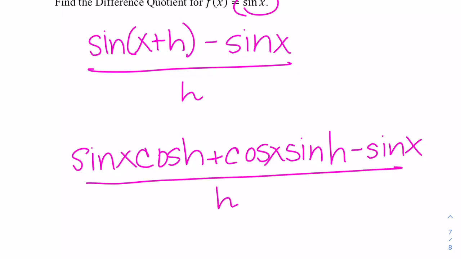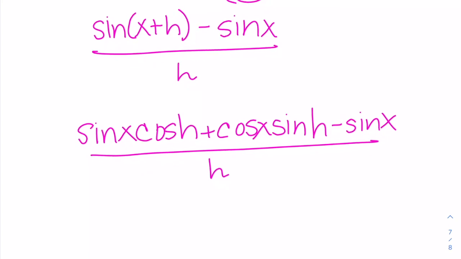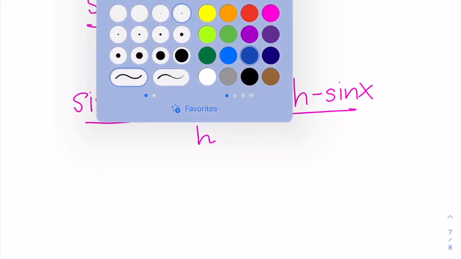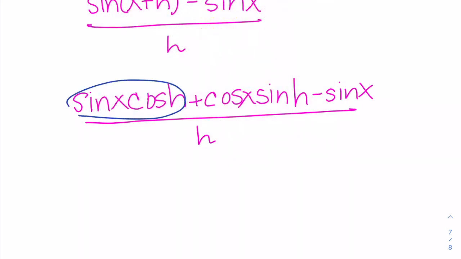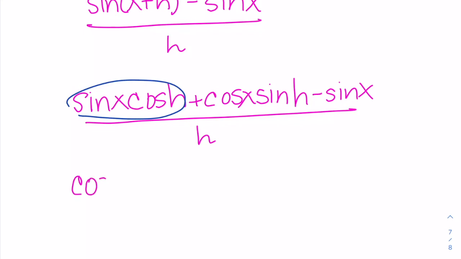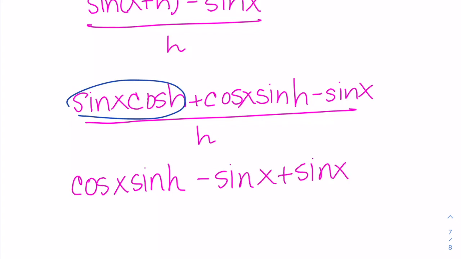Well, that's pretty much as simplified as we can get, but we want to try to get the h's all together and the x's separate. So what I'm going to do is, we do have two terms here with sine of x, so I'm going to put this at the end of the term. So we'll have cosine of x times sine of h minus sine of x plus sine of x cosine of h, all over h.